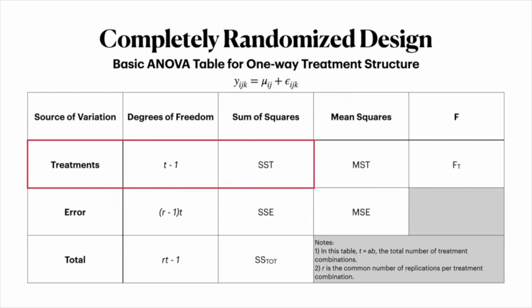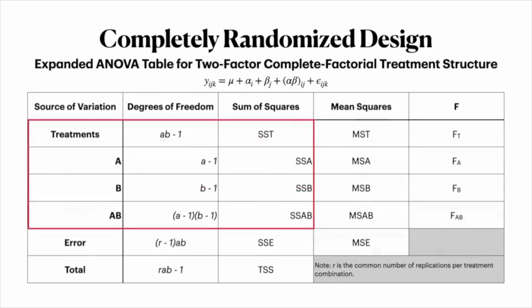And so let's look at the case for the completely randomized design. So here is the basic ANOVA table that we looked at before for a one-way treatment structure, and this treats the treatment structure as a one-way treatment structure. And so because of that, we have 1 row for the treatment source of variation. But now if we replace mu sub ij with the effects model representation for the treatment means, as we've done here, then we have the effects model parameters in this model, alpha sub i, beta sub j, and then alpha beta ij.